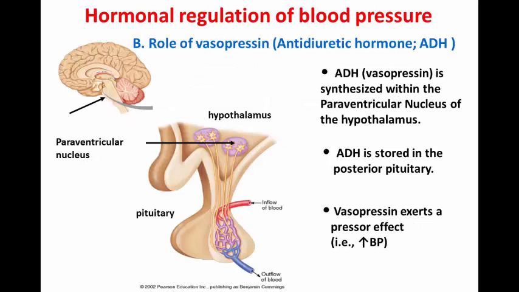The other hormone involved in the regulation of arterial blood pressure is the antidiuretic hormone, also known as vasopressin. Antidiuretic hormone is synthesized within the paraventricular nucleus of the hypothalamus and then stored in the posterior pituitary. Vasopressin exerts a pressor effect on the arterioles because it induces contraction of the arteriolar smooth muscle, hence arteriolar constriction, elevating the vascular resistance, hence elevating the arterial blood pressure.